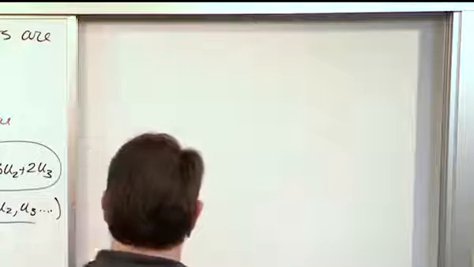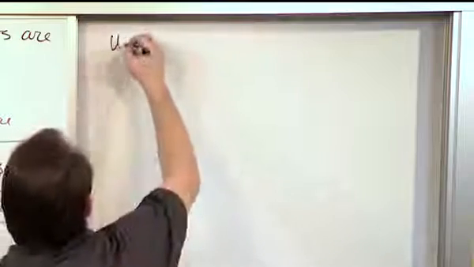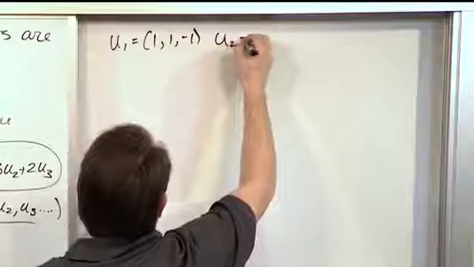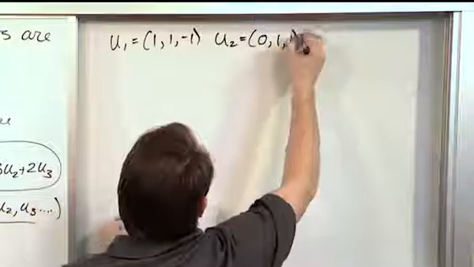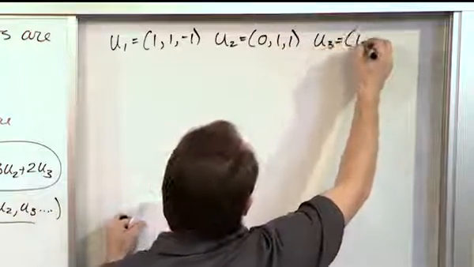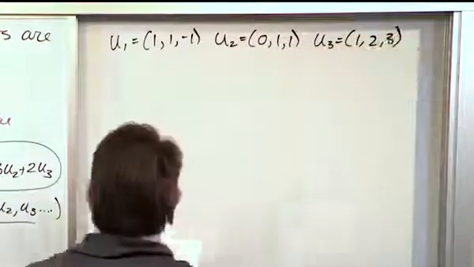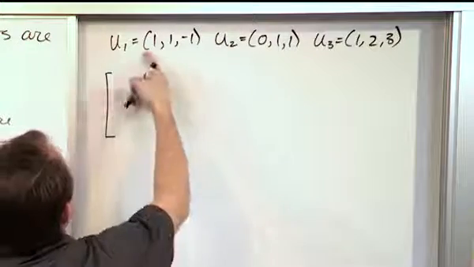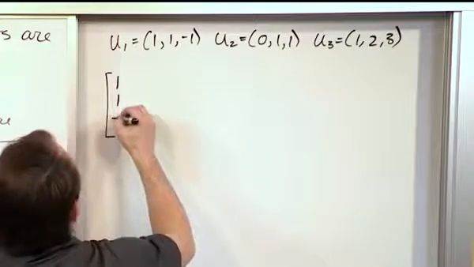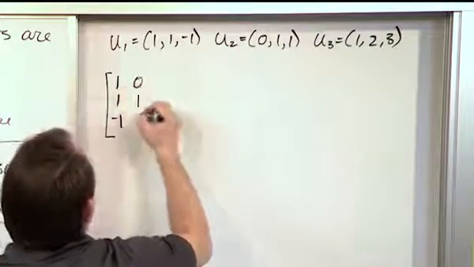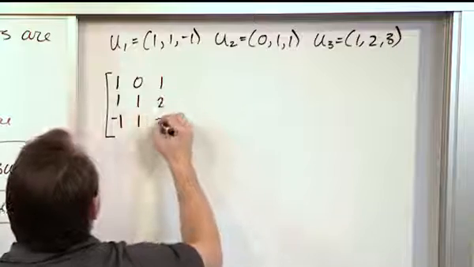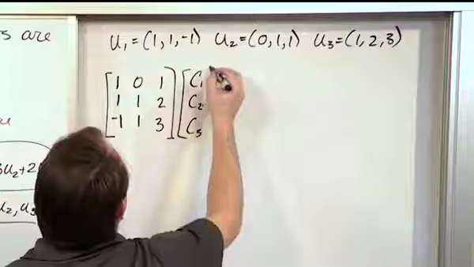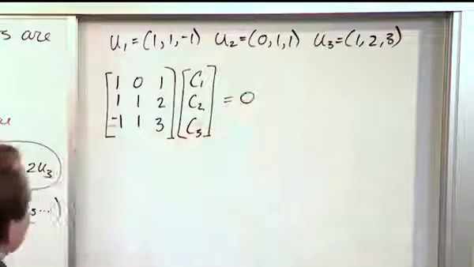And this set, I will give you a hint, is going to be linearly independent. So let's say U1 is 1, 1, negative 1, U2 is 0, 1, 1, U3 is 1, 2, 3. So the bottom line is the test for linear independence in matrix form: you write it as a column. 1, 1, negative 1. Write it as a column. 0, 1, 1. Write it as a column. 1, 2, 3. This is multiplied by C1, C2, C3, and we're seeing when this is equal to 0.